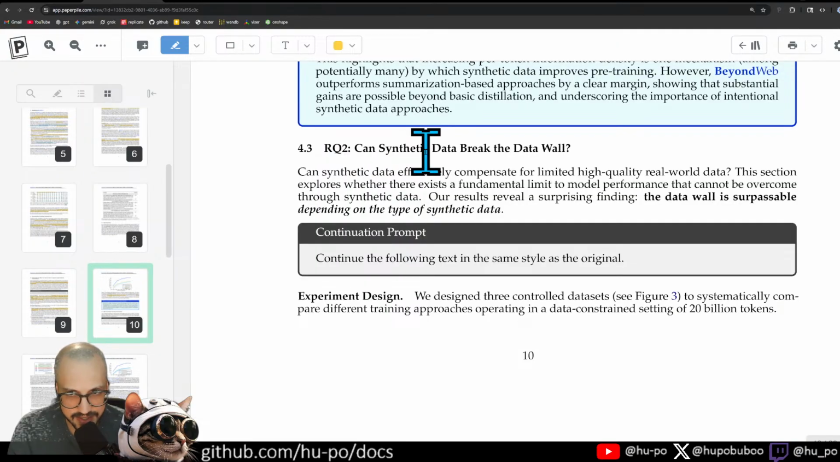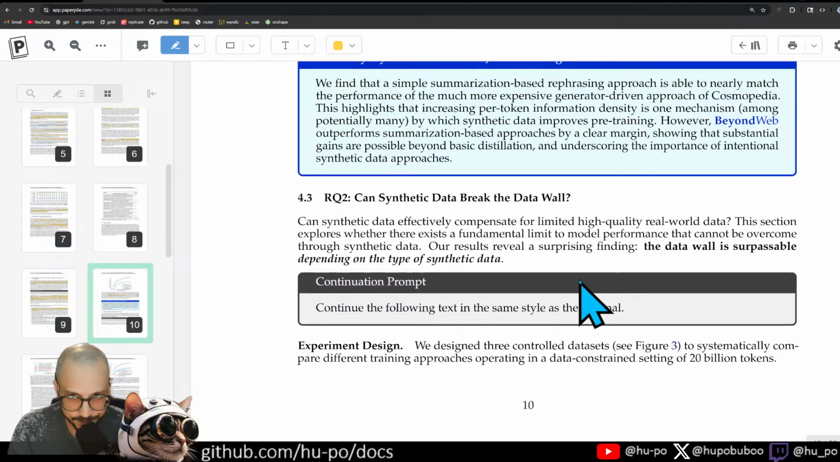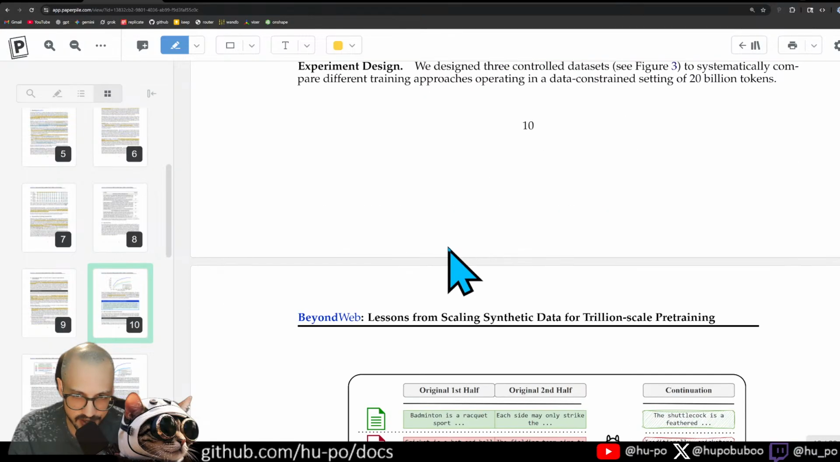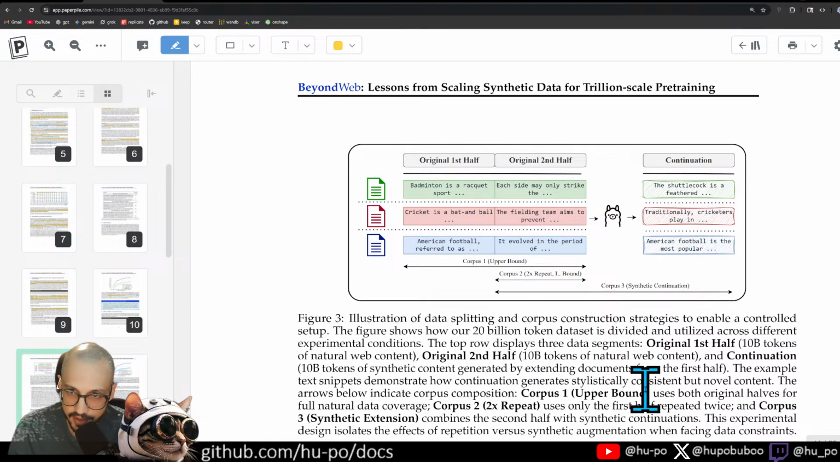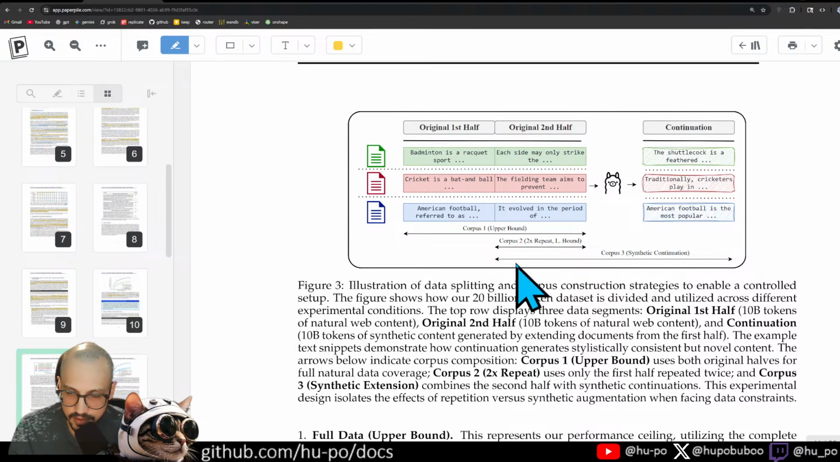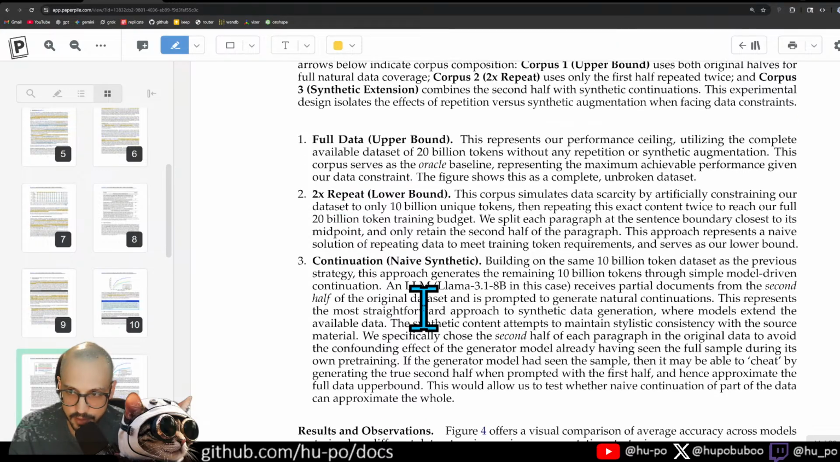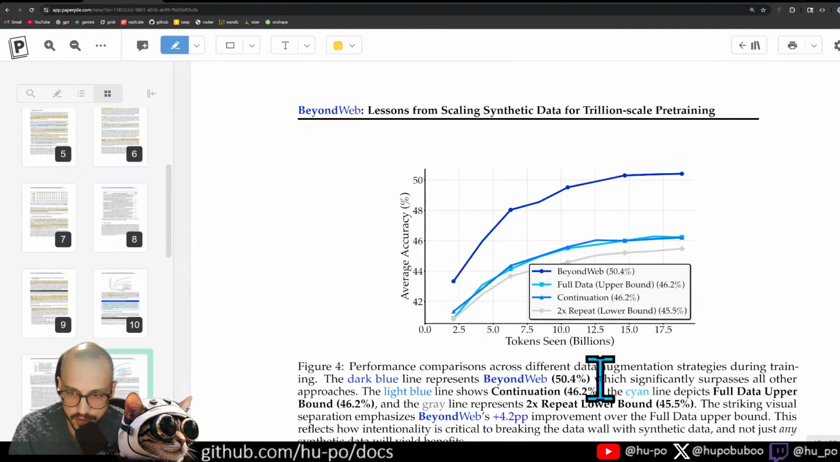Okay. RQ2: can synthetic data break the data wall? Second type of experiment. Can synthetic data effectively compensate for limited high-quality real-world data? It explores whether there exists a fundamental limit to model performance that cannot be overcome through synthetic data. Illustration of data splitting and corpus construction strategies. Full data, 2x repeat, continuation. Let's go here. All of these perform about the same.